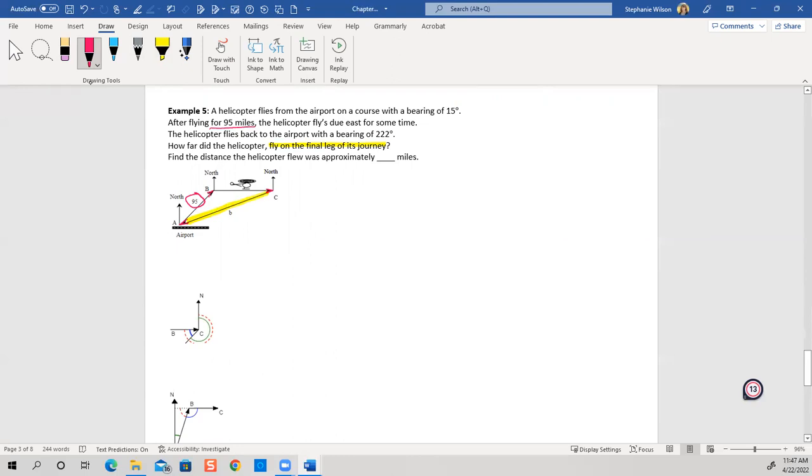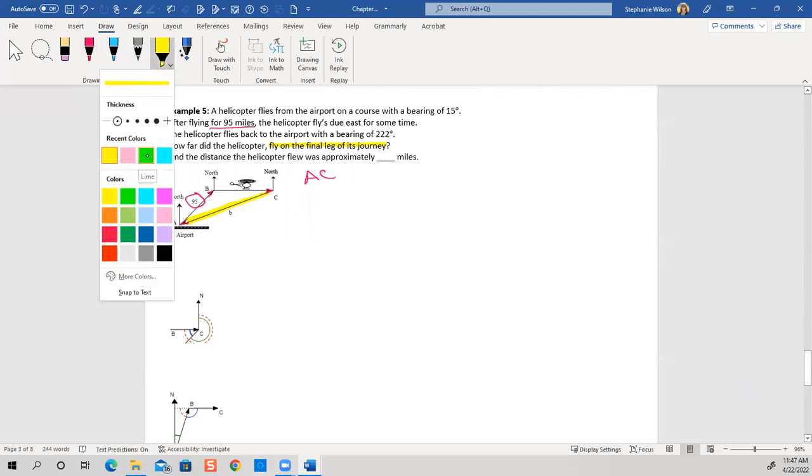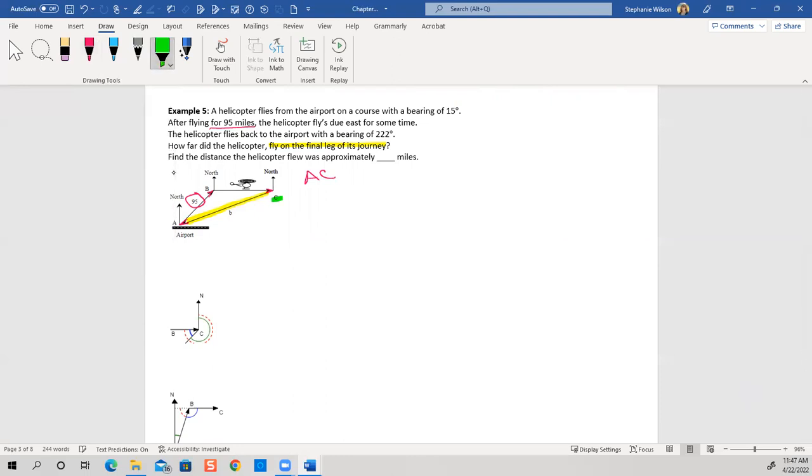So what we need to do is find the segment line of AC, right? Let me change this real quick so you can see what I'm saying. Here's what I'm talking about. All right. Now, since we know the length of C, which is 95 miles, and can calculate the measure of two of the angles, let's use the law of sines.